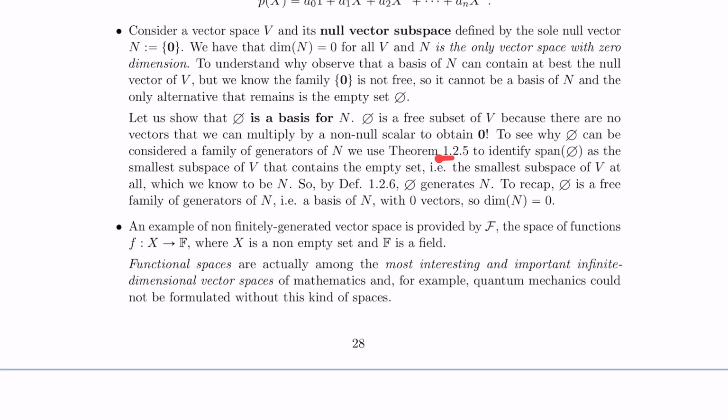First of all, we have to use this theorem to identify the span of the empty set as the smallest vector subspace of V that contains the empty set. But this is, of course, the smallest vector subspace of V at all, and we know that this is exactly N. Secondly, we have to use this definition, which implies that the empty set generates N. To recap, the empty set is a free family of generators for N, and so it is a basis for N. It has 0 vectors in it, and so the dimension of N is 0.